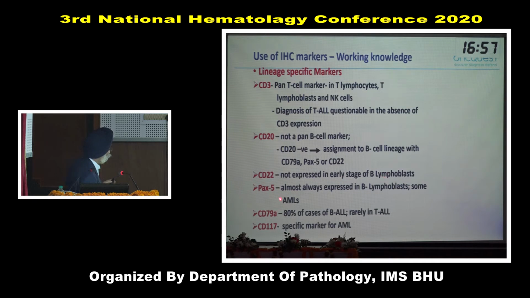On the other hand, what we find is PAX5 and CD79A. These are the two markers which come out positive for all stages of lymphoid series, especially the B, and therefore they are used to characterize acute lymphoblastic leukemia. And finally, we have CD117, which is a specific marker for AML, immature cells.